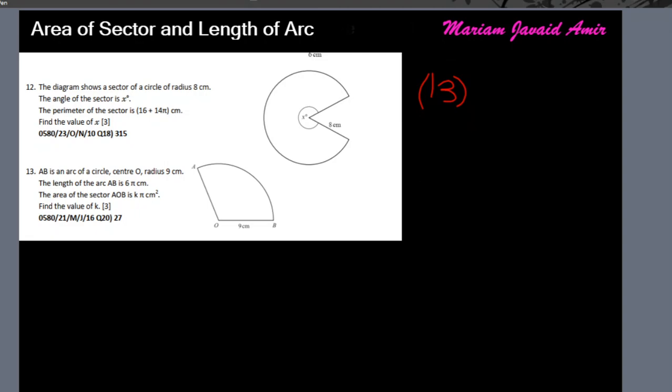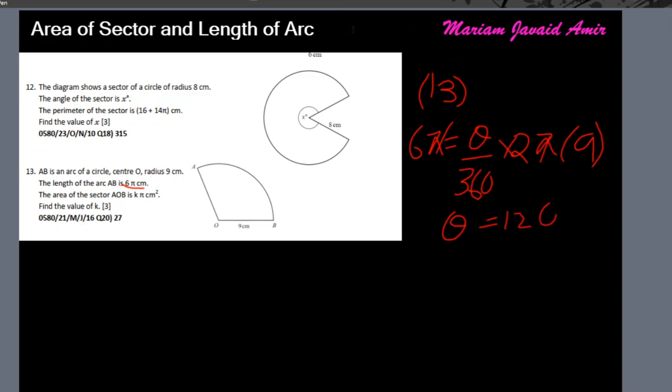So we're given the length of the arc, which is 6 pi. From this we will find theta. So theta over 360 into 2 pi 9. This will simply give us theta. So 360 times 6 divided by 18 will be 120. So theta is 120.